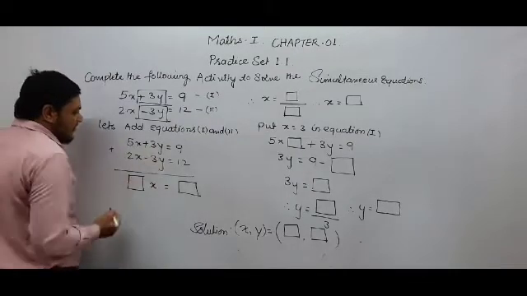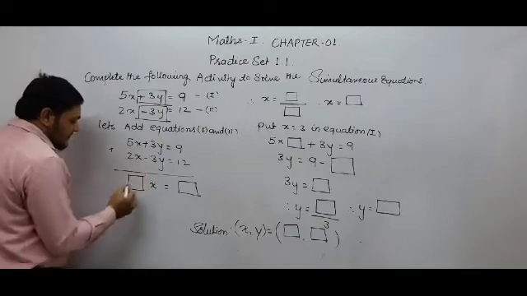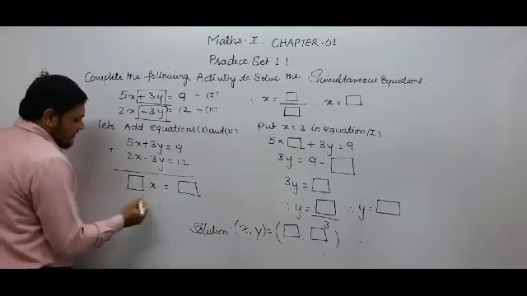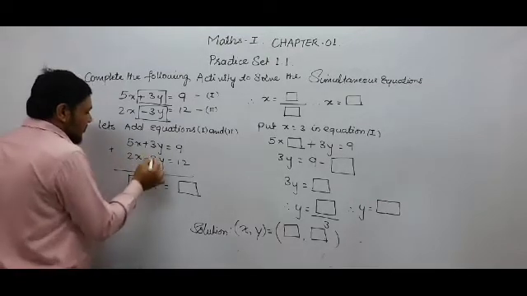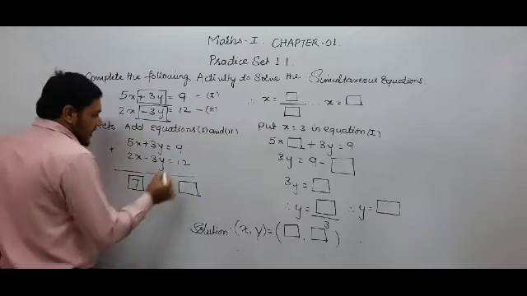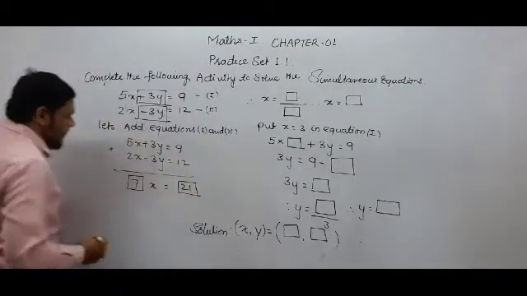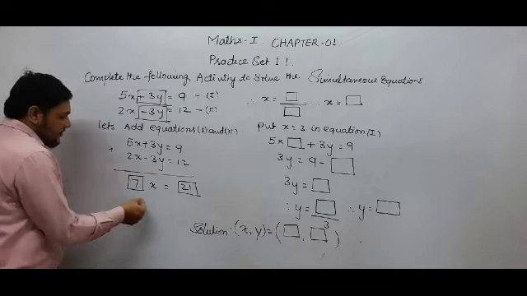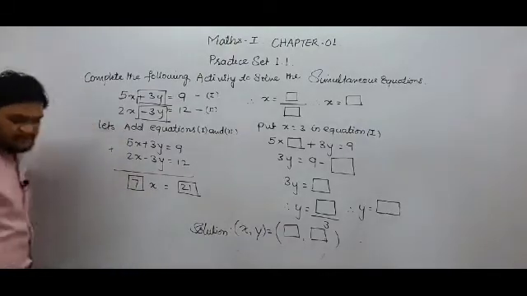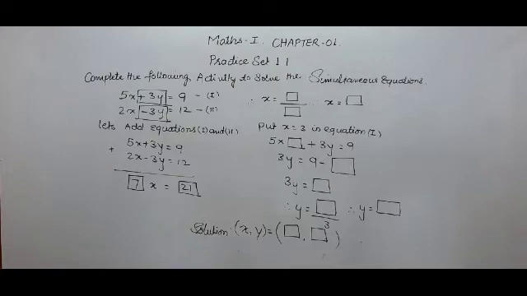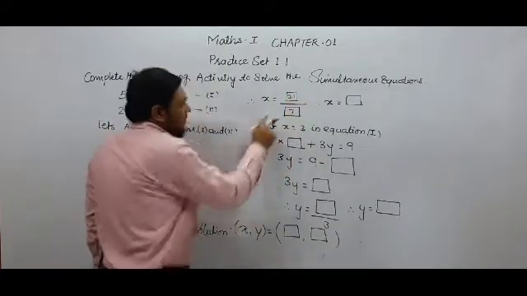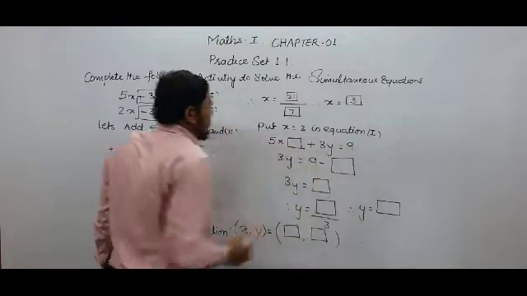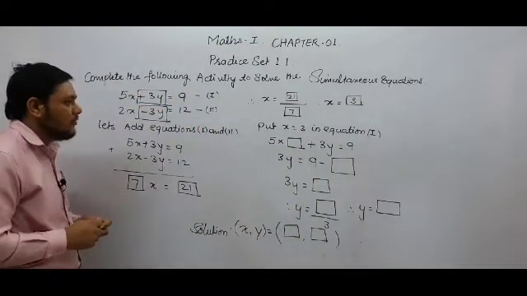If we add equations 1 and 2, 5x plus 2x will become 7x. Now positive 3y and negative 3y will be eliminated and 9 plus 12 will become 21. So we get the equation 7x equals 21. From this equation we can find the value of x. So x equals 21 upon 7, which is 3. Now we get the value of x equal to 3.